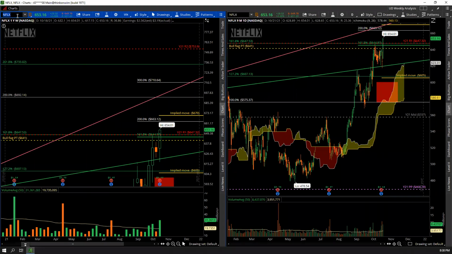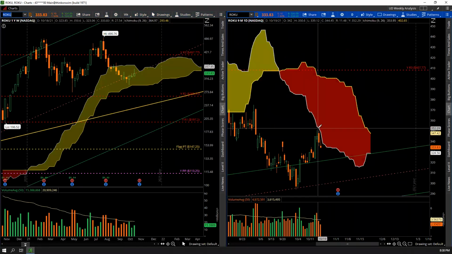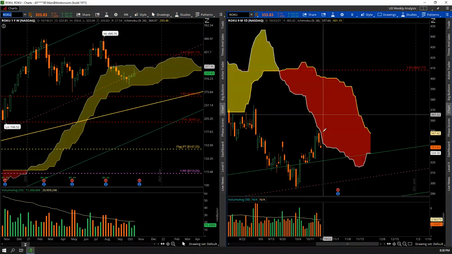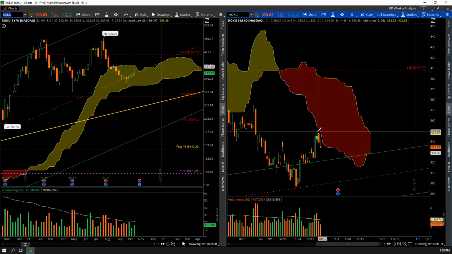Okay, I think I'll stop there. Yeah, some people were asking about Roku. It's actually being resisted by the cloud. See how thick it is. So if you bought some stocks here, this is a good place for you to exit.